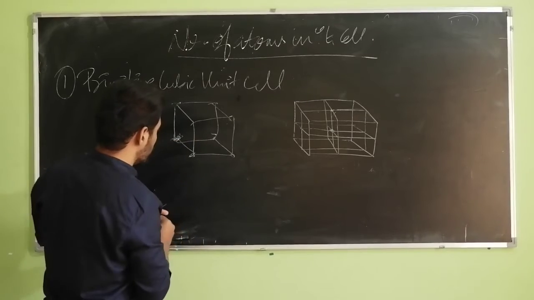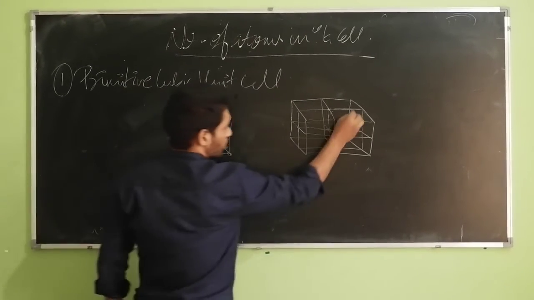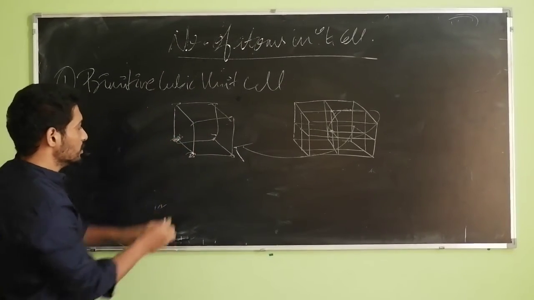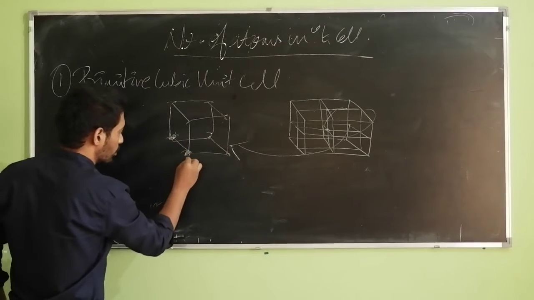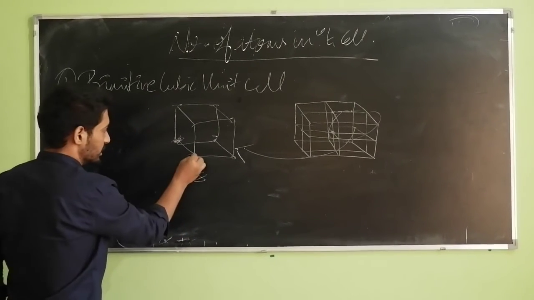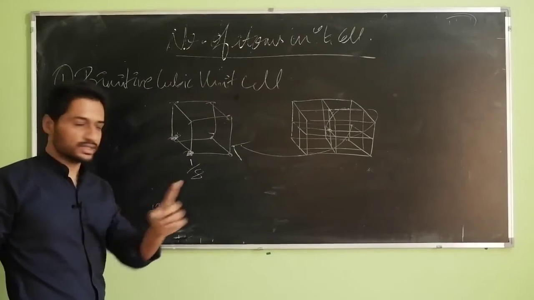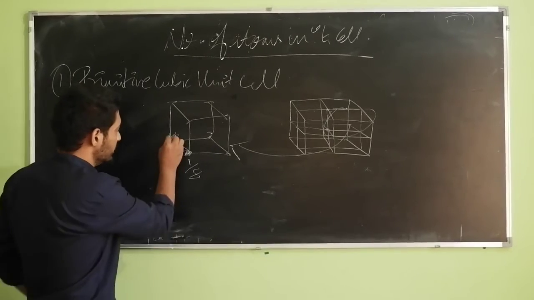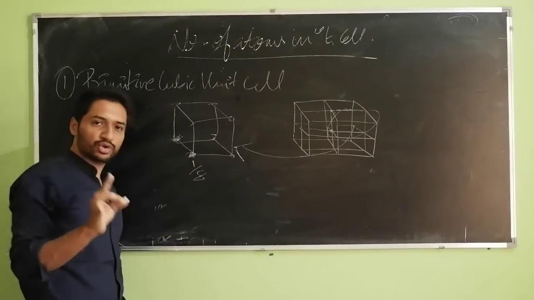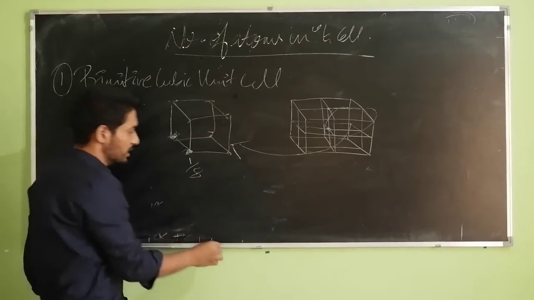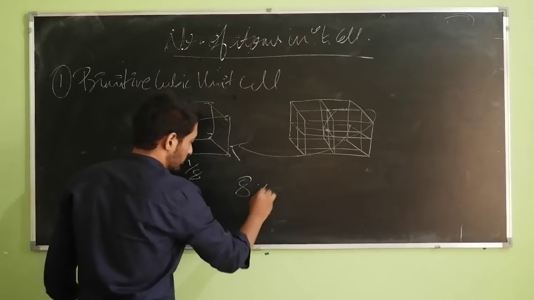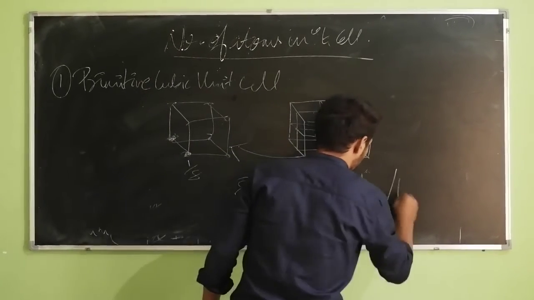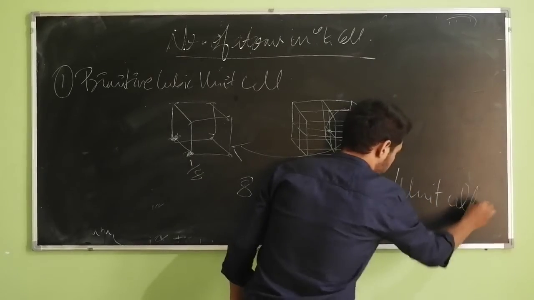Alright, so if I talk about this unit cell, this is what I take out and bring here. Each atom contributes 1/8, because this atom is being shared by 8 unit cells. So the contribution of this atom to this unit cell is 1/8. So how many corners do we have? 8. And 1/8 is the contribution. One atom per unit cell is what we get.